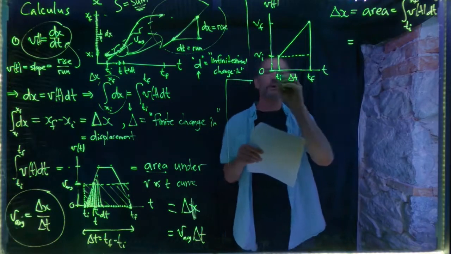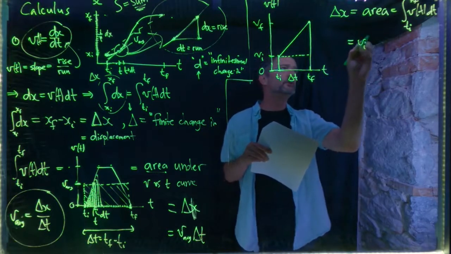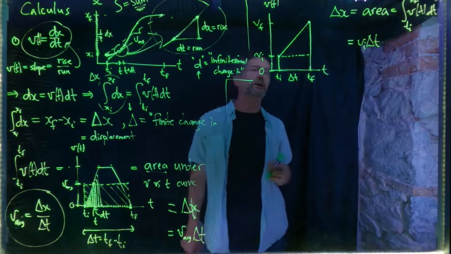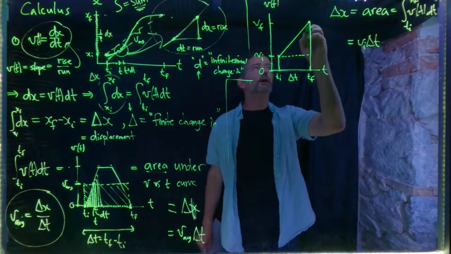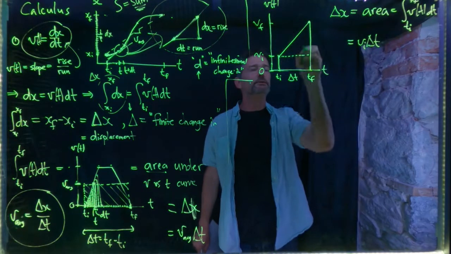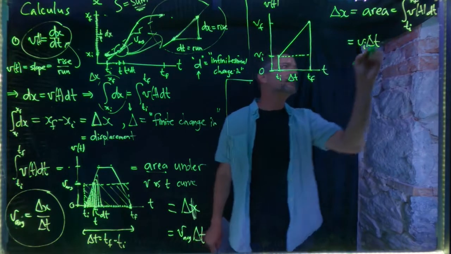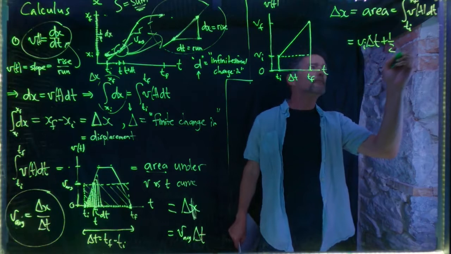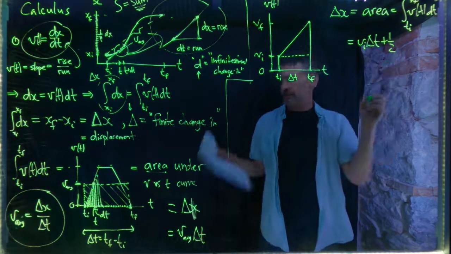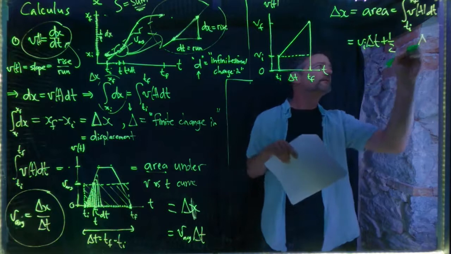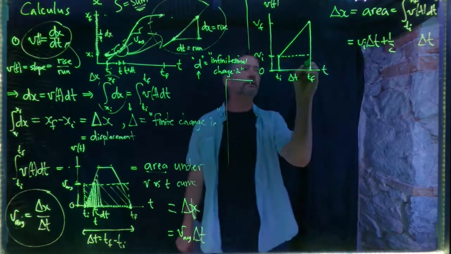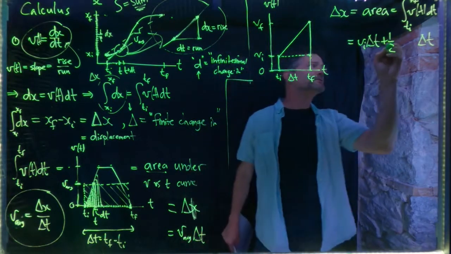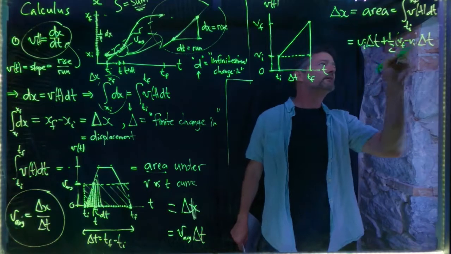The area of a rectangle is the base times the height, so it's v initial delta t. Very good. And then we want to add to that the area of this triangle. The area of a triangle is 1/2 of the area of the corresponding rectangle, so it's half of the base times the height. So it's plus 1/2. The base is delta t again. 1/2 of the base, delta t, times the height. The distance from there to there is v final minus v initial, which is the change in the velocity.